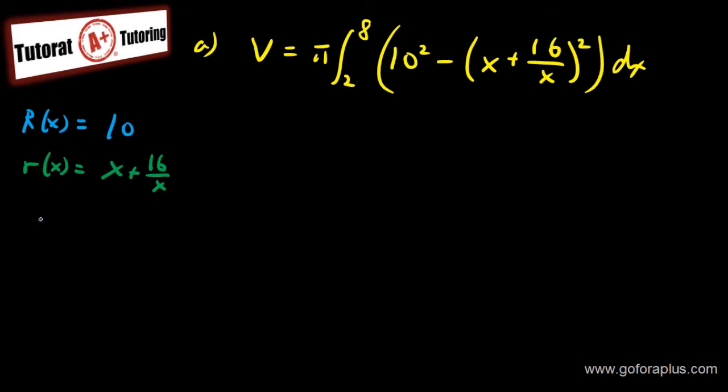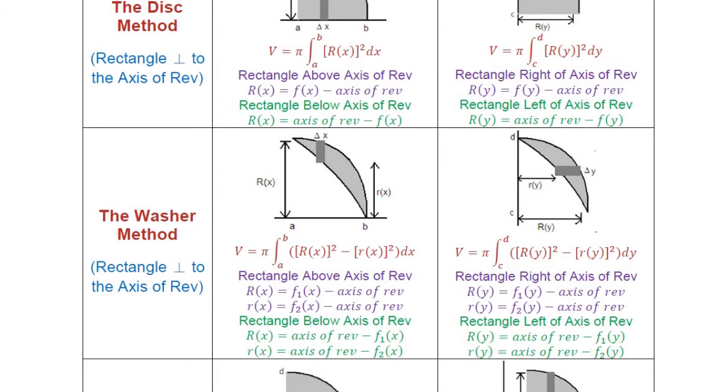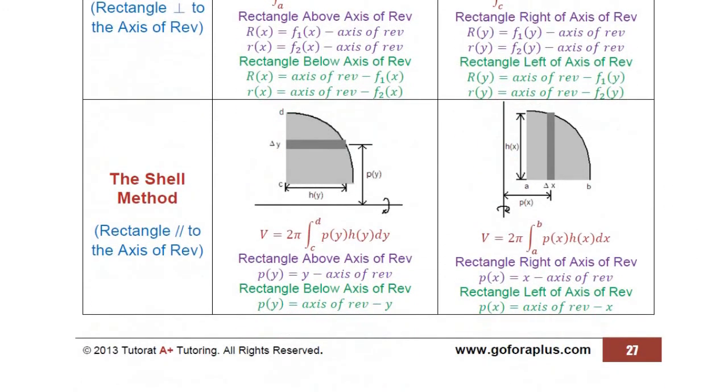Now question B. If you go back here, my axis of revolution is on the side here, at x equals 10, so it will be vertical. If it's vertical, my rectangle here is also vertical. What I can do is the shell method, the cylindrical shell method. But in this case, it's going to be a vertical axis of revolution.